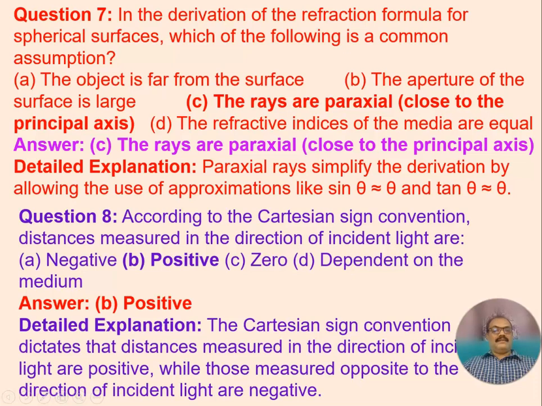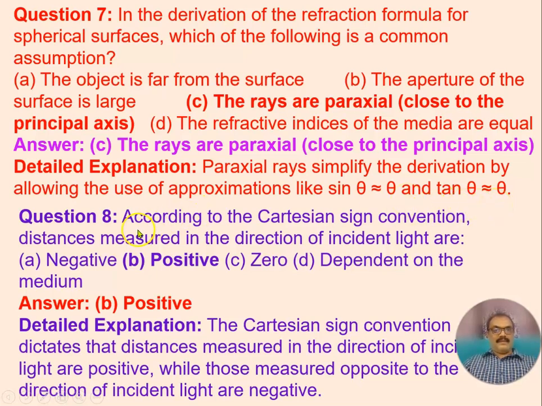4. Assumptions and sign conventions. Question 7. In the derivation of the refraction formula for spherical surfaces, which of the following is a common assumption? A. The object is far from the surface. B. The aperture of the surface is large. C. The rays are paraxial, close to the principal axis. D. The refractive indices of the media are equal. Answer C. The rays are paraxial, close to the principal axis. Detailed explanation. Paraxial rays simplify the derivation by allowing the use of approximations like sine theta approximately equals theta and tan theta approximately equals theta.